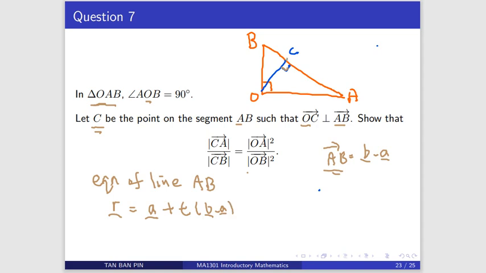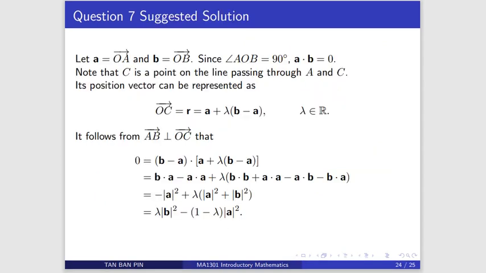Then because C is a point on the line AB, we can say the position vector OC must be A plus lambda (B minus A) for some lambda. That's why we have vector OC is A plus lambda (B minus A). If you denote the position vector OA by A and OB by vector B, then after that, you make use of the fact that AB is perpendicular to OC.